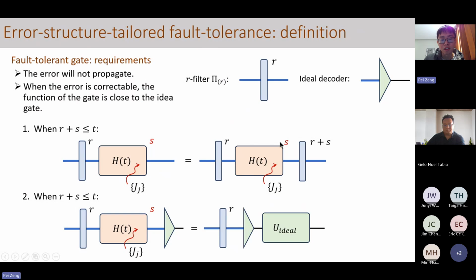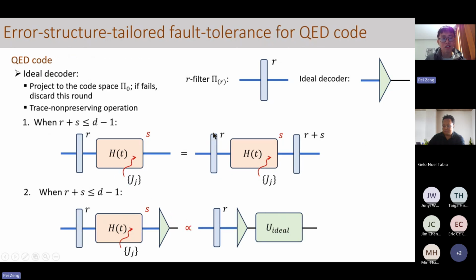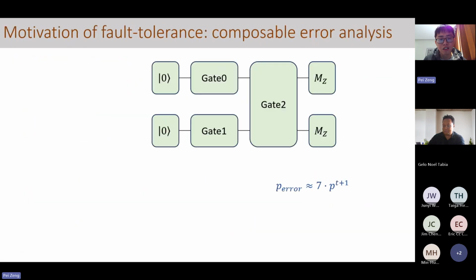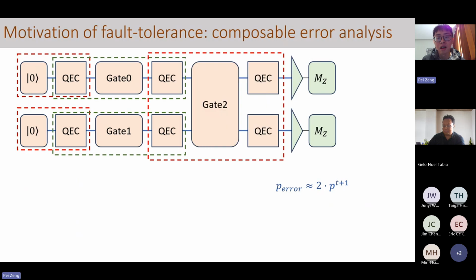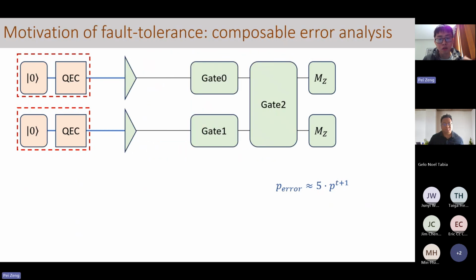Following this, we can slightly modify the definition and still define a similar fault-tolerant gate. If we can find gates which satisfy this new fault-tolerant definition, we can also say they are fault-tolerant, because they can also satisfy our requirements for composable error analysis. We can later show that you can still write the final error rate as some p to the t plus 1, this type of error rate. So it's still composable.